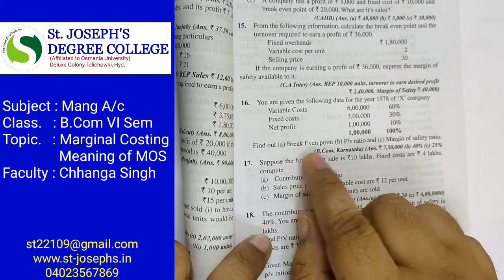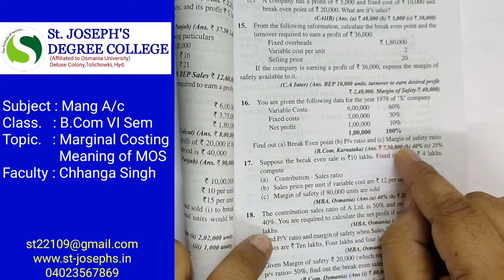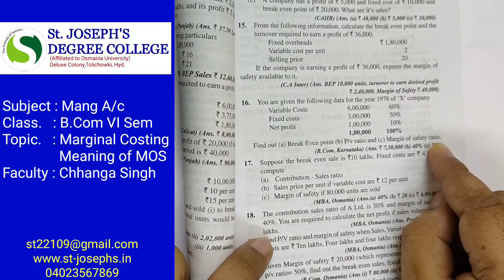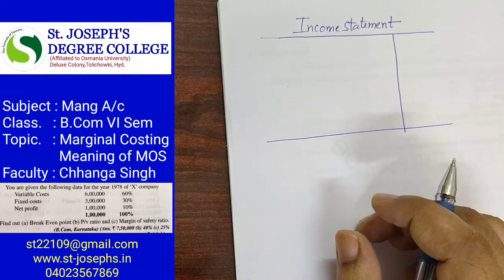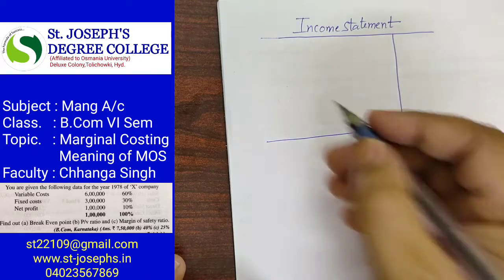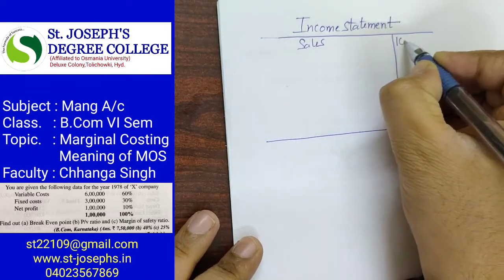Find out BEP, break-even point, profit volume ratio, and margin of safety ratio. Now let's solve it. Always it will be better for you to prepare an income statement. So first we have to take sales, that is 10 lakh.